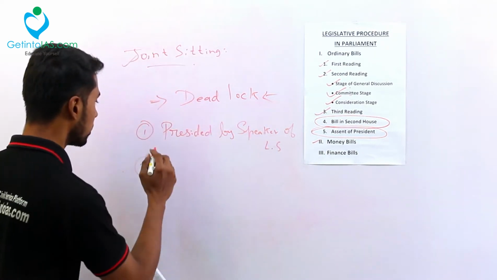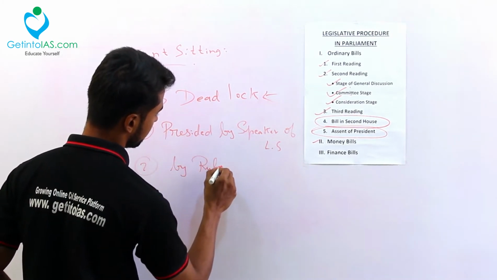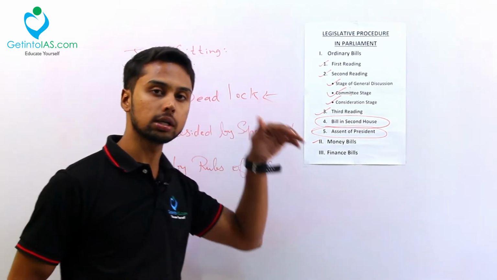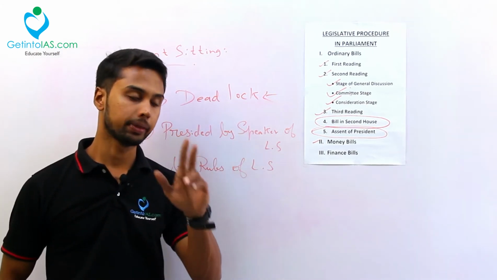Second important thing is by rules of Lok Sabha. The procedures for this joint sitting will be followed by the rules of Lok Sabha, not the rules of Rajya Sabha. That is the second point.